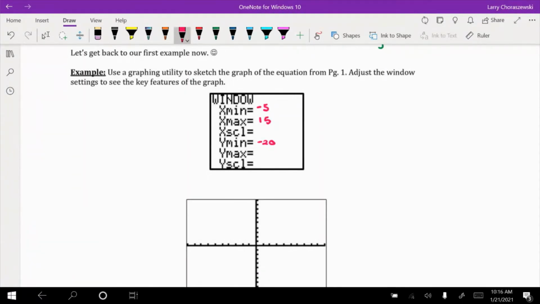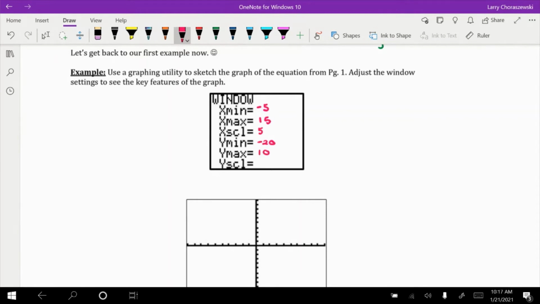Now, the scaling on the x-axis, I might recommend going by 5s, since between negative 5 and 15, that's 20. And if you left your x scale as 1, your graphing calculator is going to try to fit 20 tick marks on the x-axis, which could make it look a little busy. So if you want fewer tick marks, you can increase your x scale value, and I would go by 5s for this example. It's actually okay to leave y max at 10.